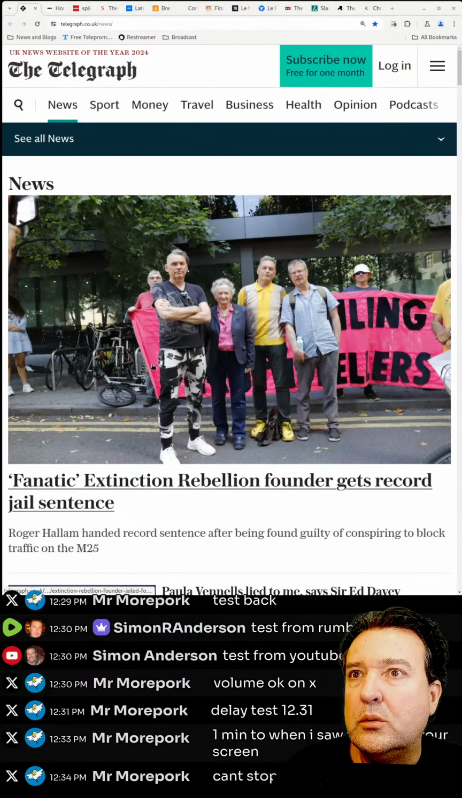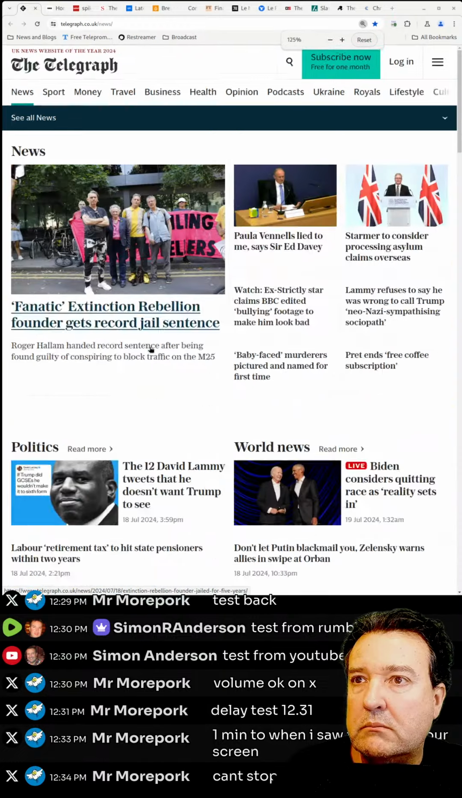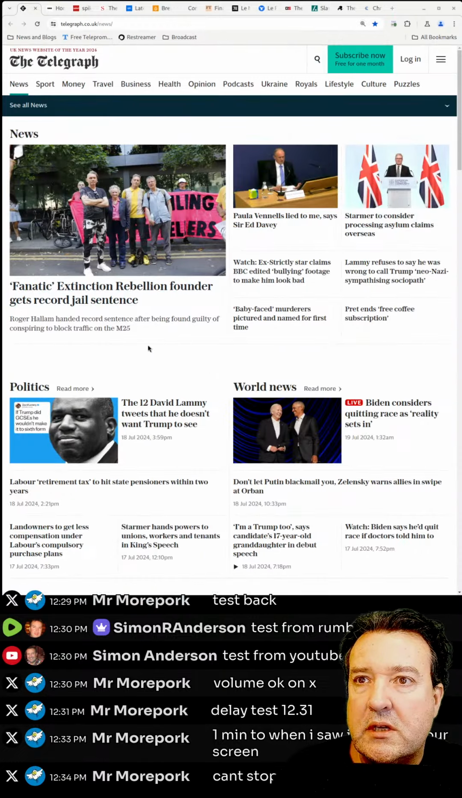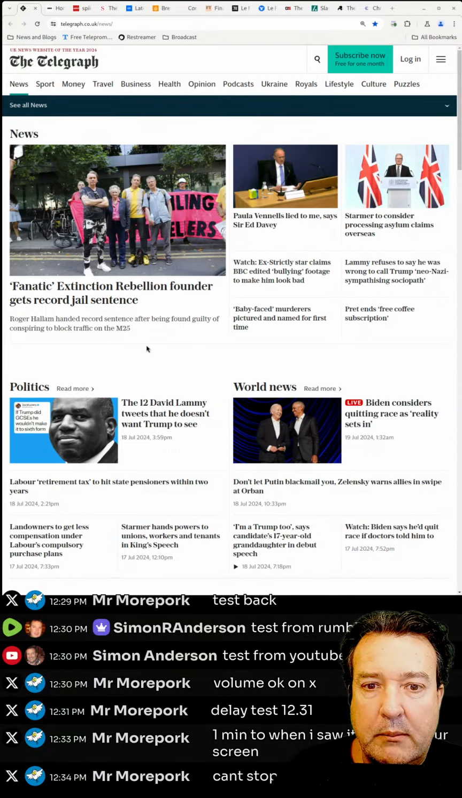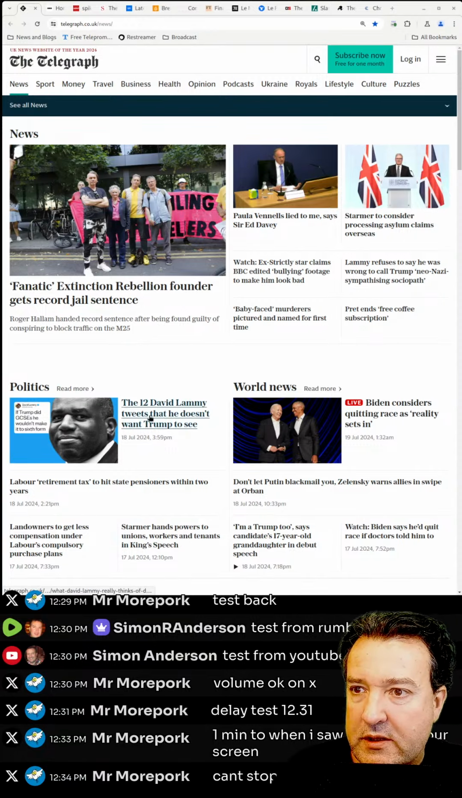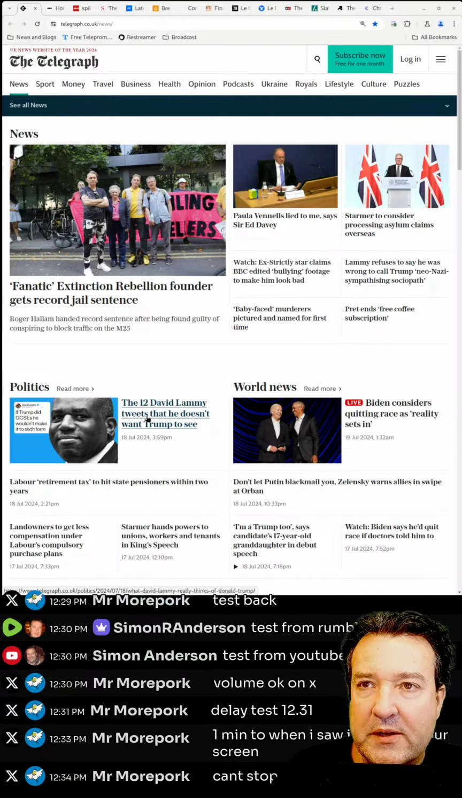Okay. Oh, the Telegraph, yay. Centre right British coverage. Oh, here we go. David Lammy, one of the funniest politicians in the world. 12 David Lammy tweets that he doesn't want Trump to see. Oh, that's going to be a great article.